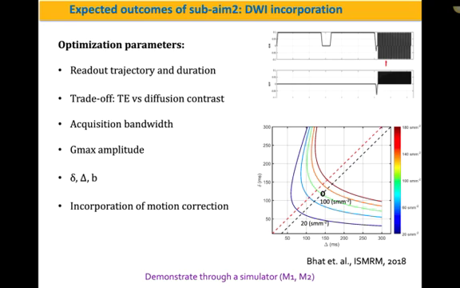The outcome of the second sub aim would be to optimize parameters for diffusion acquisition, such as the kind of readout trajectory and the duration, the trade off between echo time and the contrast, the acquisition bandwidth, the maximum gradient amplitude, the different diffusion acquisition parameters, and incorporation of either motion detection, correction, or mitigation. On the right hand side, you see some of the preliminary data that have been looked at in the current year ISMRM, trying to understand the role, the contrast that can be generated using diffusion with the kind of B values and the deltas that you can actually use at about 10 millitesla.